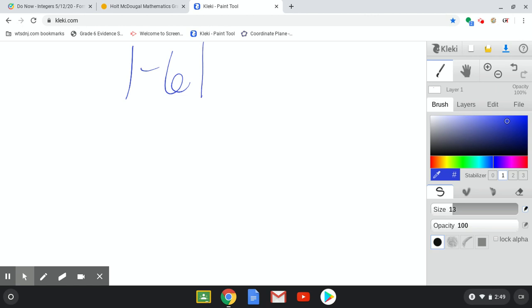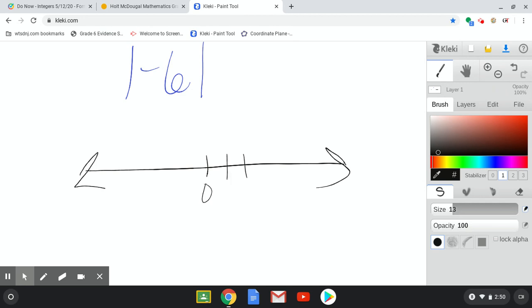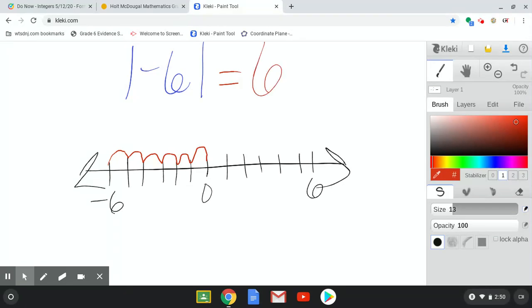Okay, so the absolute value of negative 6 would be equal to, so that means how many units is negative 6 away from 0 on the number line? If I were to actually have a number line here, and I have 0 in the middle, 1, 2, 3, 4, 5, 6. To save time, I'm not writing all the numbers. Negative 1, negative 2, negative 3, negative 4, negative 5, negative 6. So if I were to see the distance negative 6 is to 0, 1, 2, 3, 4, 5, 6, that means the absolute value of negative 6 is equal to 6.